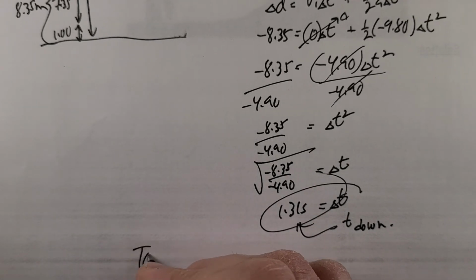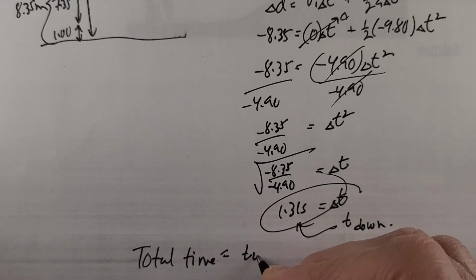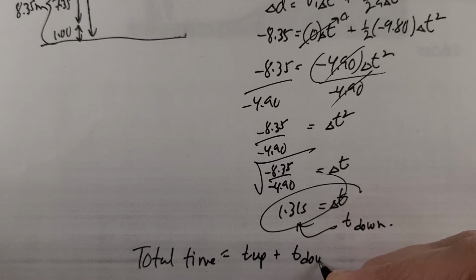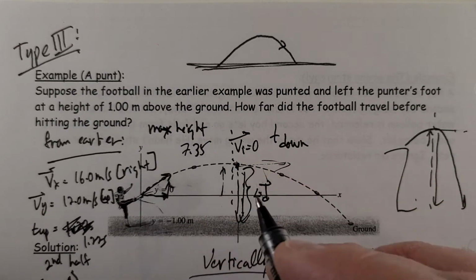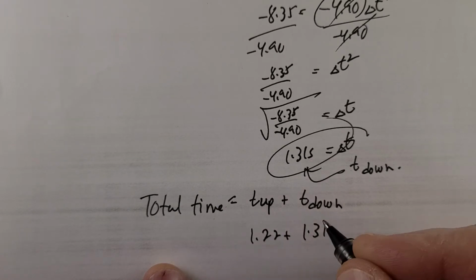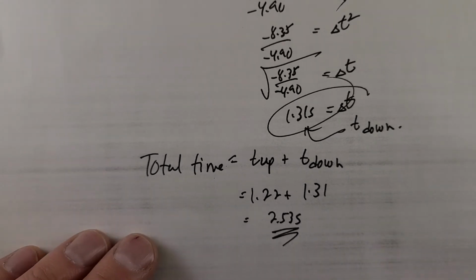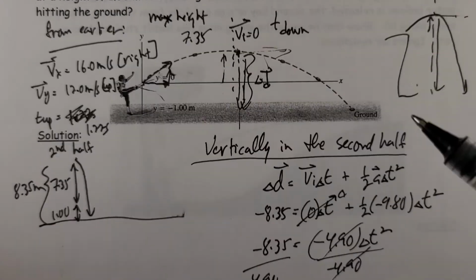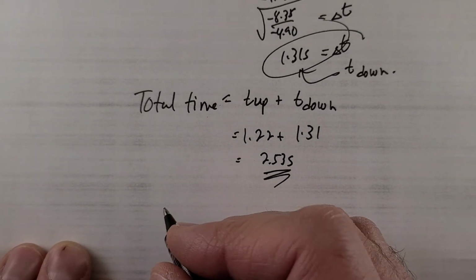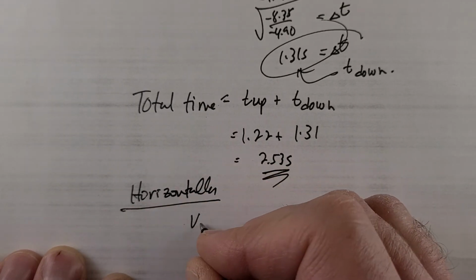So if I'm looking for total time, it is equal to T up plus T down. So my T down is 1.31, and of course my T up from before was the same as it was before, 1.22. So that's going to give me 2.53 seconds overall. So that's the only difference here, analyzing that second half of the motion. And then how far did the football travel? Well, the time of flight is a little extended. So horizontally, my time is going to be a little bit different.